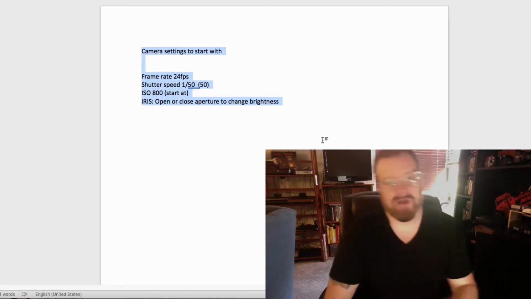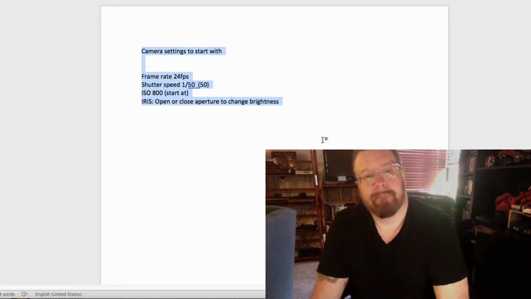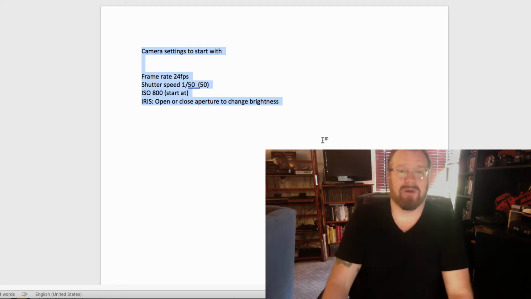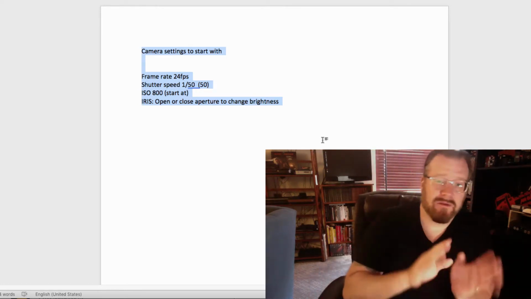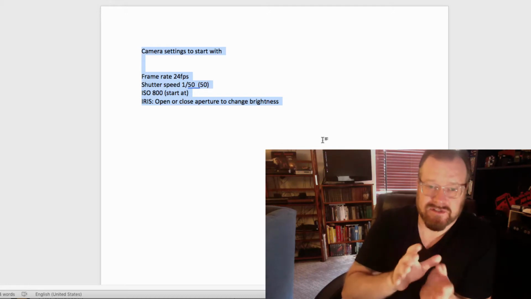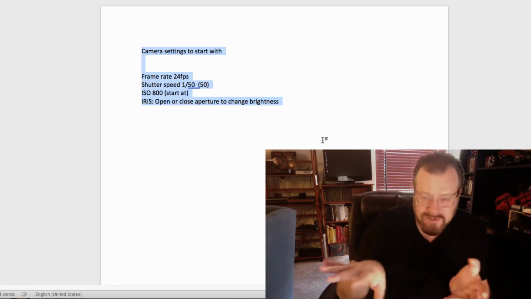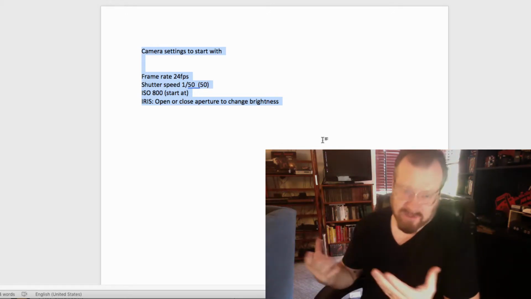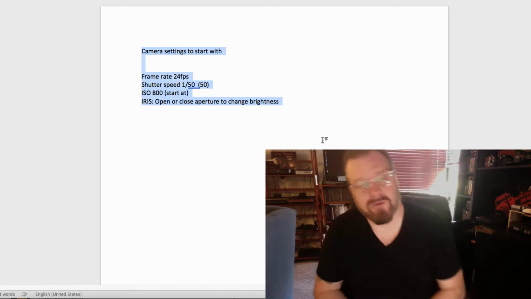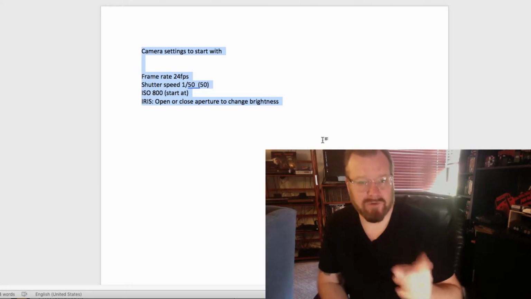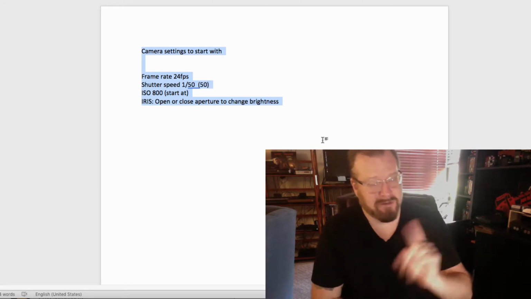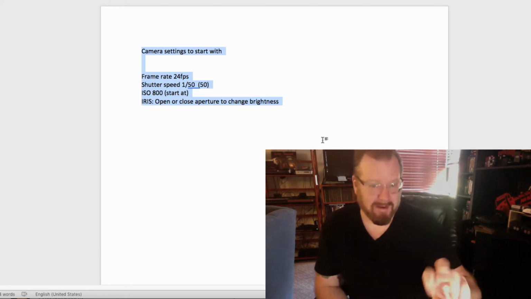In general, I'm going to show you this screen, for instance. If you're going to set up your camera, you could start with an ISO of 800. It's a good place to start. I'm going to show you these settings, and you could start with these and then adjust from there depending on your situation. The frame rate for your camera should be 24 frames. Shutter speed should be 1/50th. ISO 800.